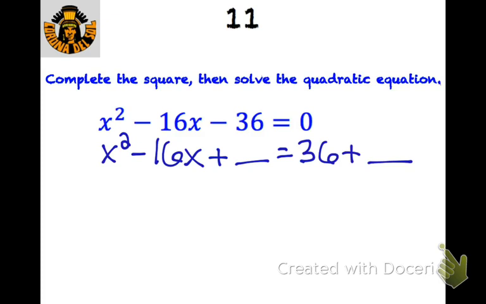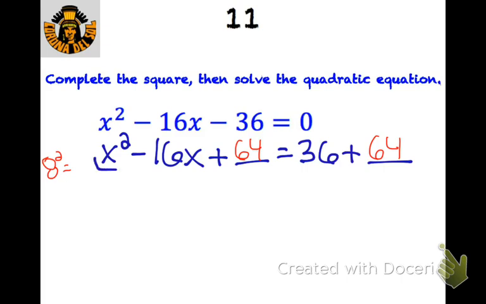Okay, and now we're going to look to add this magic number that's going to make the left side a perfect square trinomial. So half of 16 is 8, so that's 8 squared, which is 64, right? So we're going to put 64 in this spot. We're going to keep our equation in balance, so we're going to add 64 to the other side.